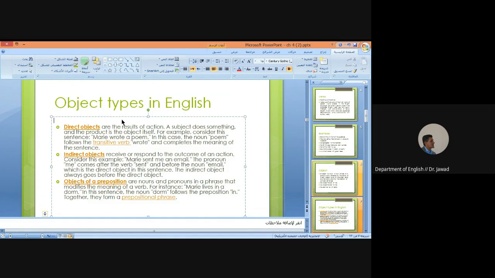Now also we have another type, which is indirect objects, which receive or respond to the outcome of an action.